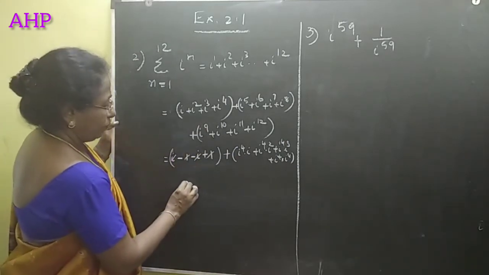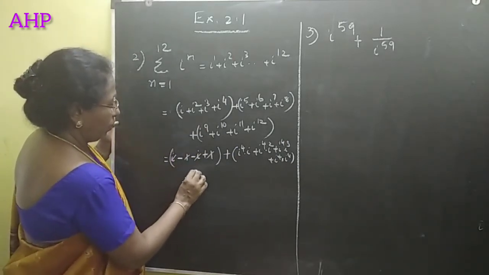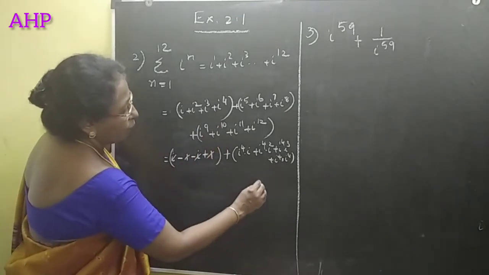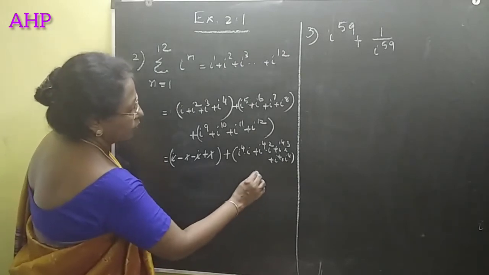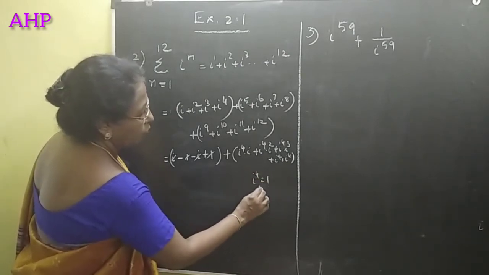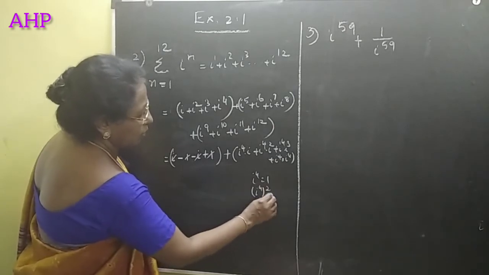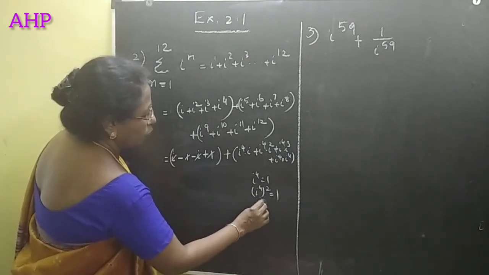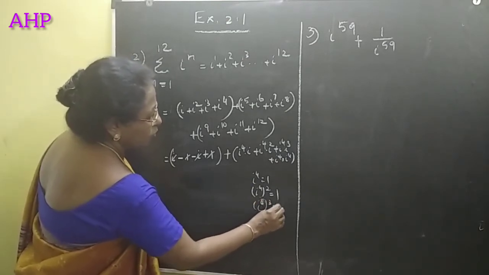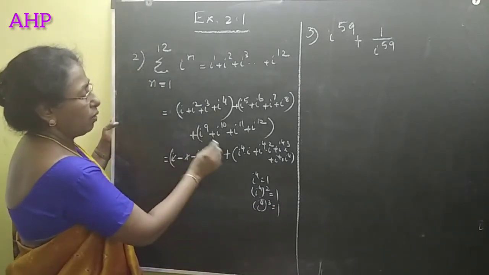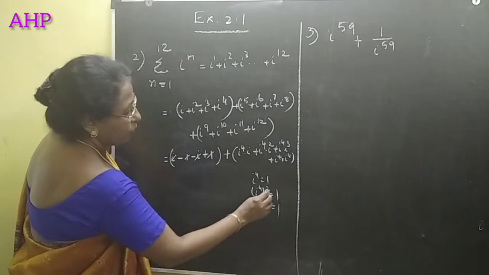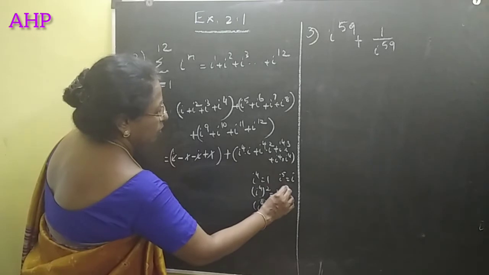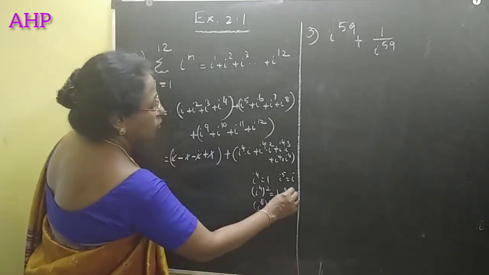Here again, i power 4 is 1. Same way i power 8, see, a multiple of i power 4, is equal to 1. Also i power 4 the whole square, this is i power 8, that also is equal to 1. i power 12 is what? i power 4 into 3, this also is equal to 1. So same way we get i power 5 is equal to i power 4 into i, i power 6 is equal to i power 4 into i square.